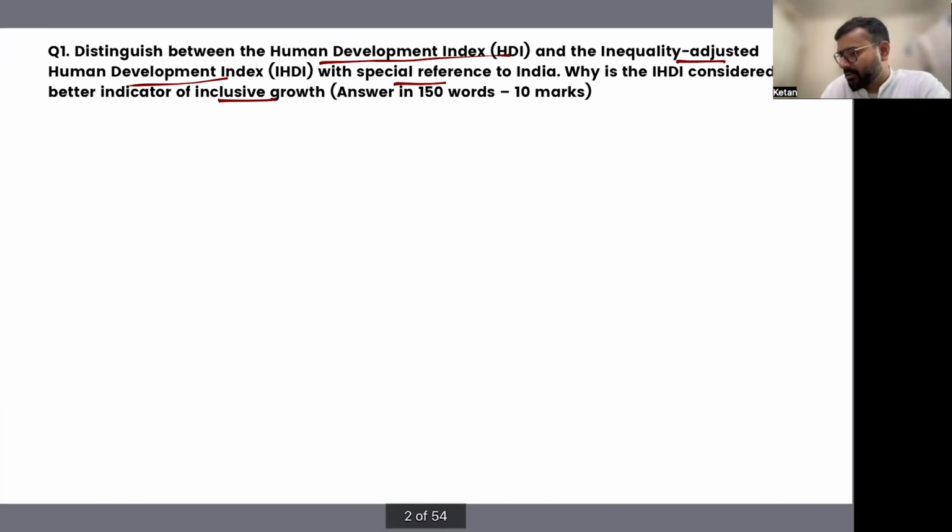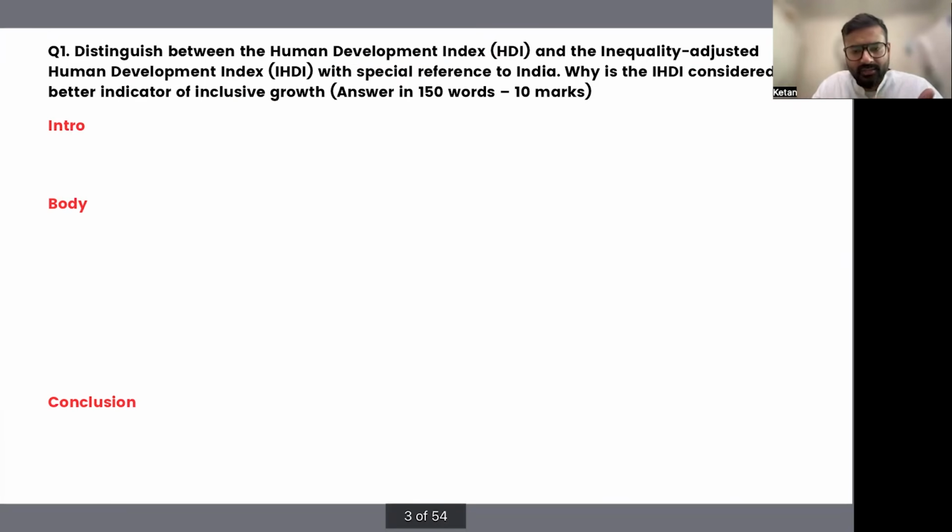Now, for all the answers that you write for your mains examination, the broad structure has to be a small intro, then the body of the question where the main demands of the question are satisfied, and then a conclusion, which can be a forward-looking conclusion, looking into the future, what can be the way forward. All right. So the answer will have an intro, a body, and a conclusion.